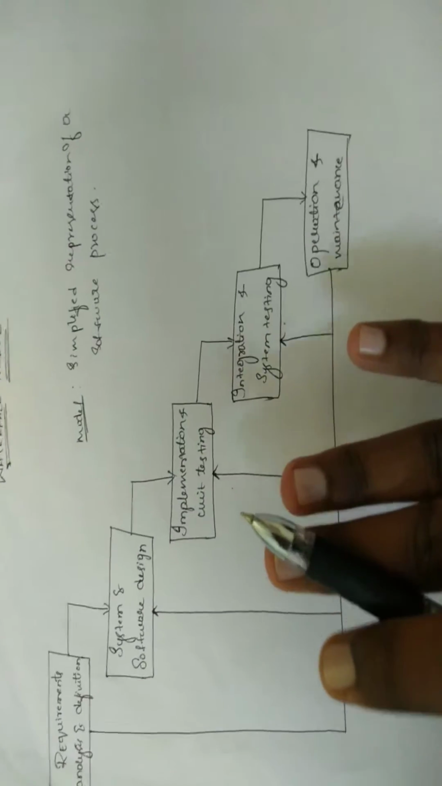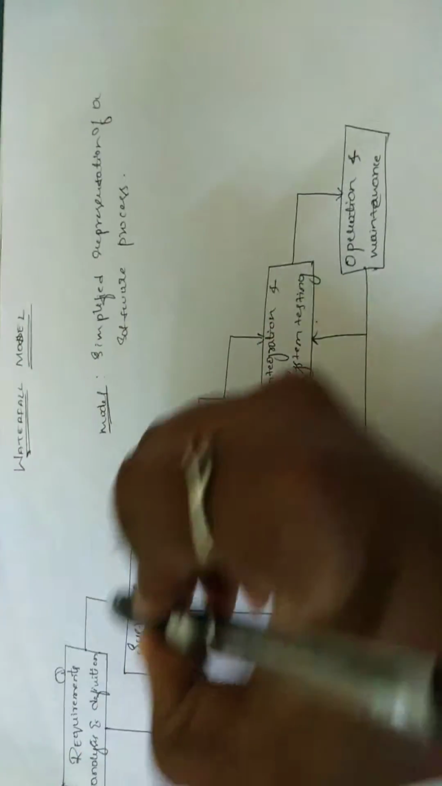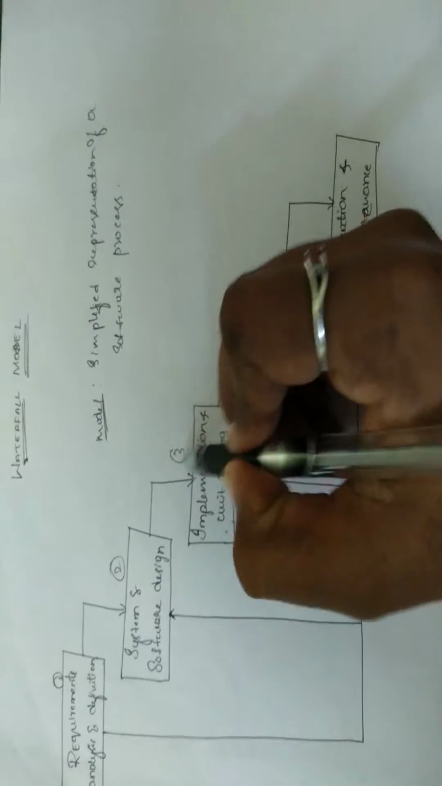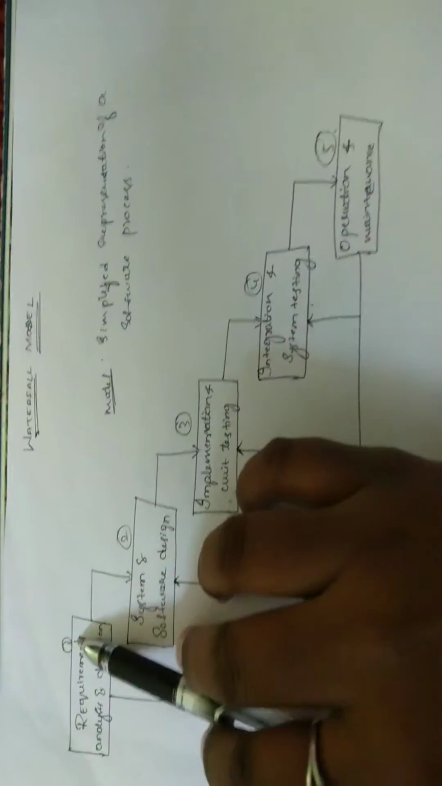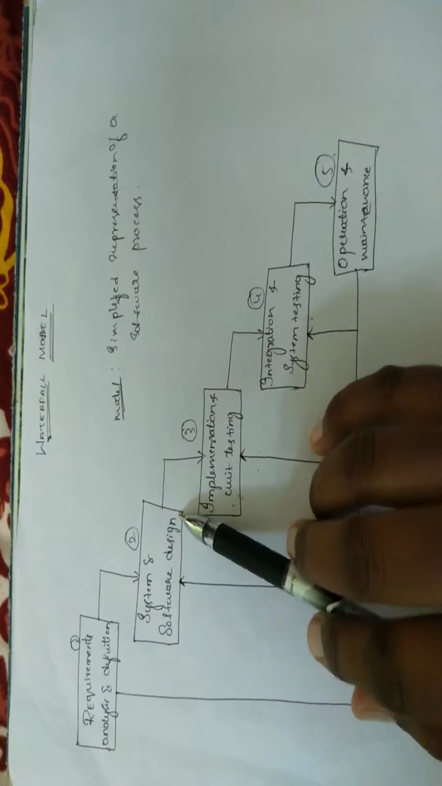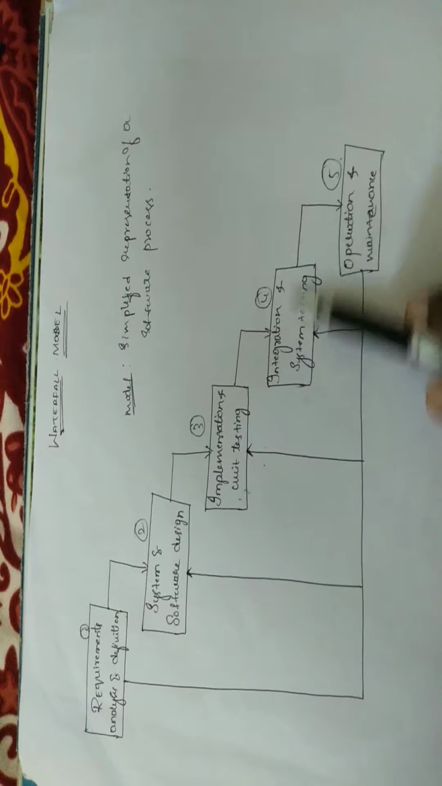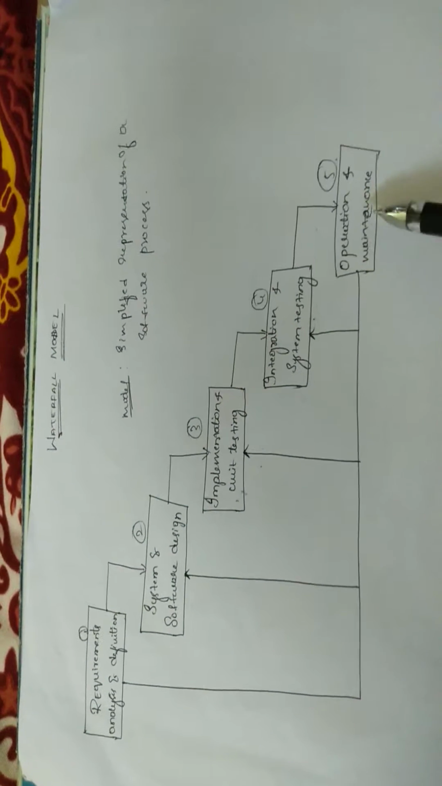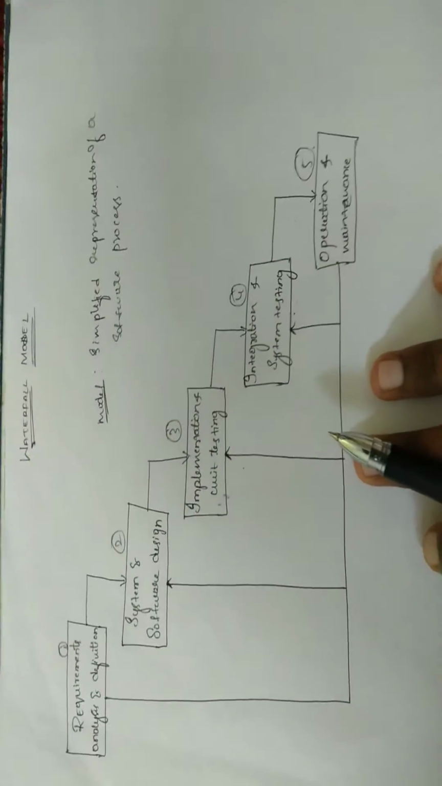Okay, in this waterfall model we have five stages: 1, 2, 3, 4, 5. Requirements analysis and definition, system and software design, implementation and unit testing, integration and system testing, operation and maintenance. We will see one by one.